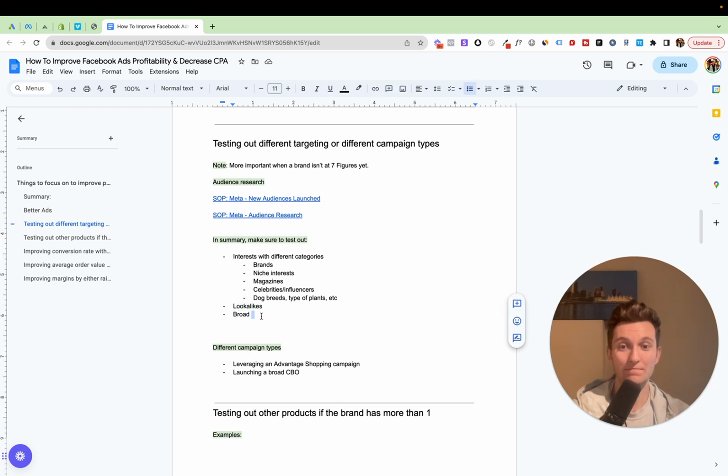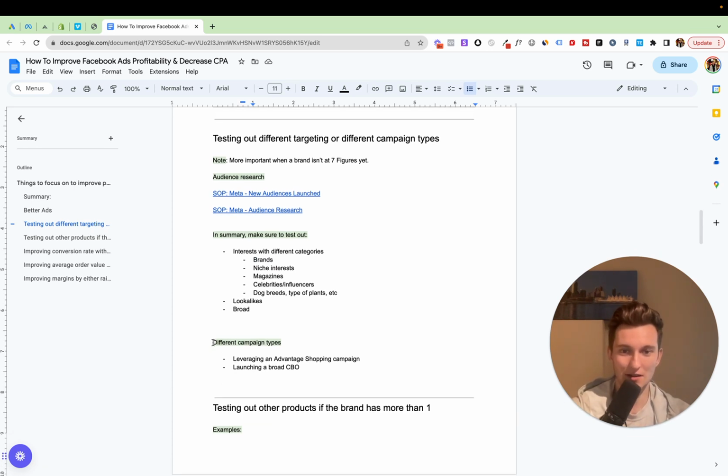Lookalikes and also broad, right? So you want to test out the different categories and then really just double down on what's working the best. If brands are doing really well, then just start testing out more brands and really build around that. Easy as that, right? So that's something you'd really focus on.